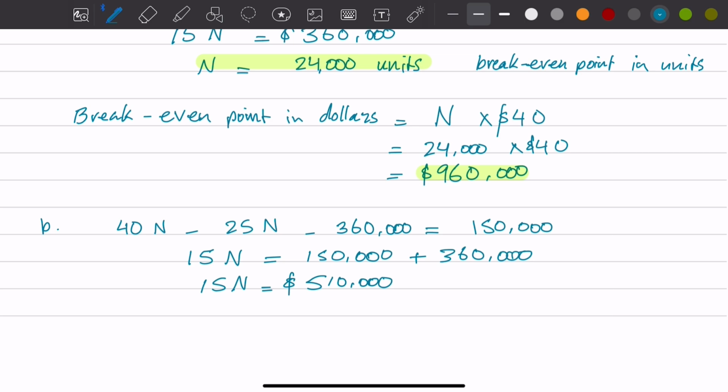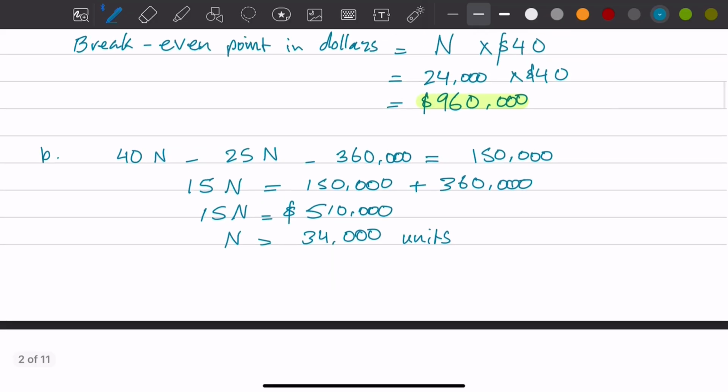Okay, and now divide both sides by 15 and you should get your answer. So 510,000 divided by 15, and that's 34,000 units. Okay, now all we need to do is multiply this by the selling price per unit to find the required sales to achieve the target profits, right?